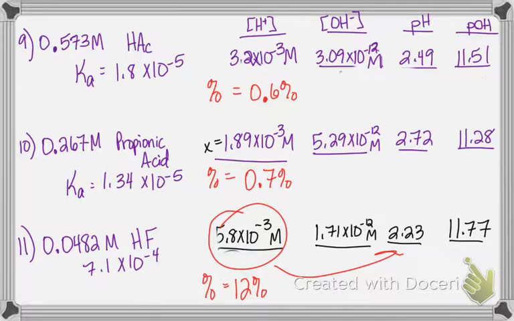Number 11 is really too high to do the little minus X thing, but because of the situation we have here of me not being there to show you and work through it, we are not going to worry about those high percent ionizations. Okay?